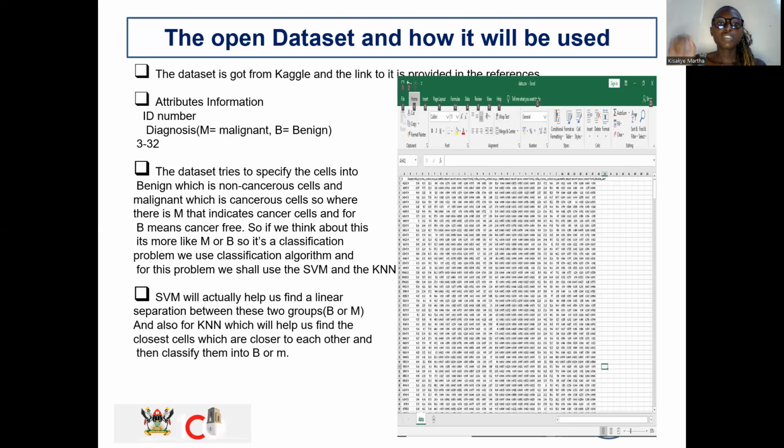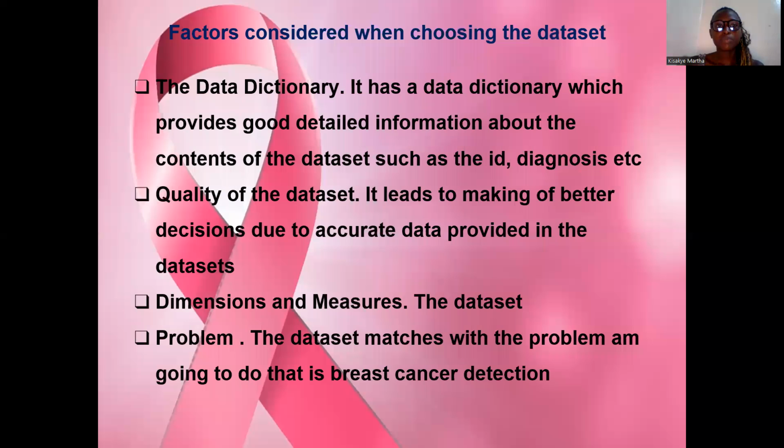So if we think about this, it's more like M or B, so it's a classification problem. We use classification algorithms, and for this problem, we shall use the SVM, which is the support vector machine, and the KNN, which is the k-nearest neighbors. The SVM will help us find a linear separation between these two groups, B or M, and the KNN will help us find the closest cells which are closer to each other, and then classify them into B or M.